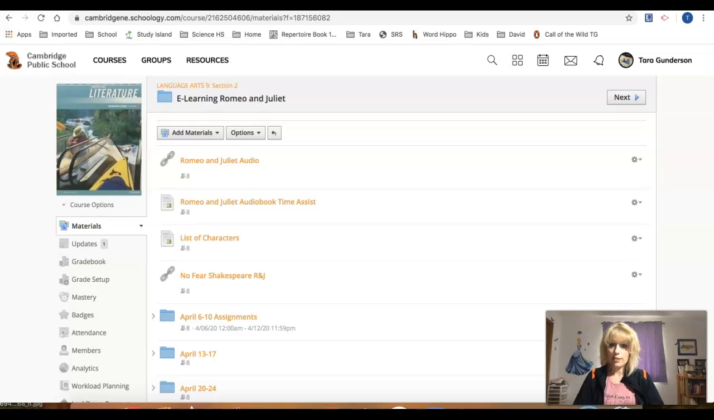When we start this, I went ahead and started on this page. This is what you're going to see when you open up your Schoology. I did take away the full text, not because I don't want you to read it, but because I split it up into each one of the weeks, okay? Your Romeo and Juliet audio is right here, so you can listen to it. You can look at the time assist, that's what I was talking about in the video before this. Then I have a list of characters, and I'm going to go through that before we actually read Act 1, Scene 1, but it starts with a prologue.